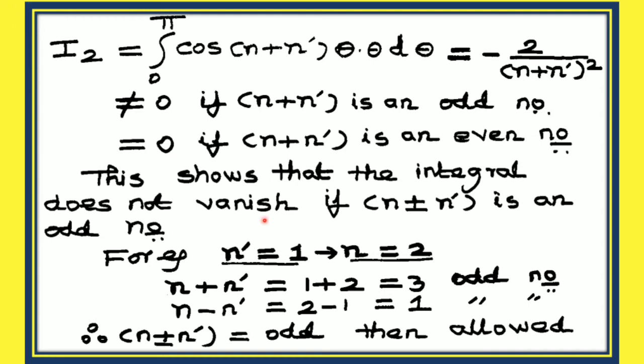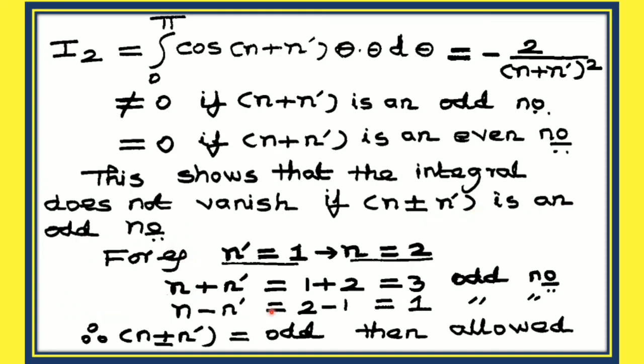If the transition moment integral is equal to 0, then the transition is not allowed between the two quantum numbers n and n prime. The transition moment integral is not 0 only if the sum and the difference of the two quantum numbers is an odd number.